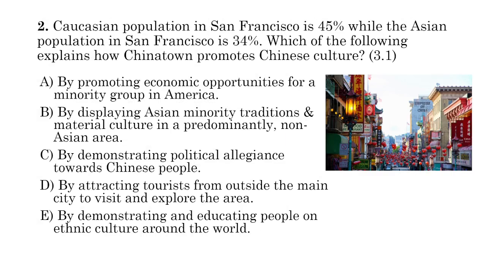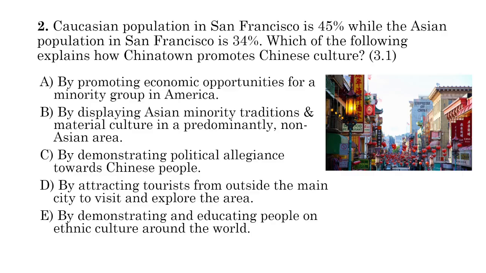All right, number 2. Caucasian population in San Francisco is 45%, while Asian population is 34%. So we're seeing here that the Asian population, which doesn't include just Chinese people, but Chinese people are included, is 34%. So they're a minority culture. Which of the following best explains how Chinatown, which is shown in the image here, promotes Chinese culture here?